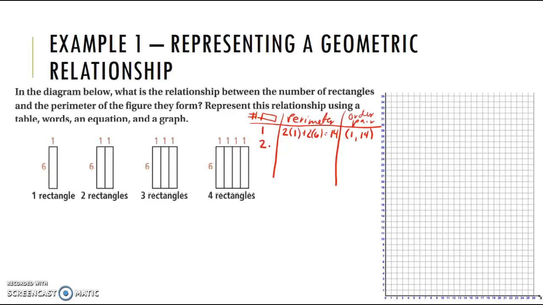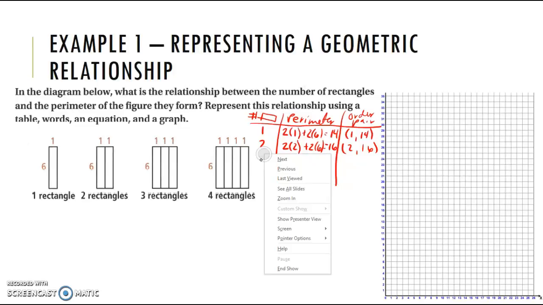And then we go to two rectangles. And so I now have a length or a width of 2, because 1 plus 1 is 2. So 2 times 2 plus, now my width or my length, whatever you want to call it, it's going to be the same for all of them. It's going to be 2 times 6. So again, we have 12 plus 4, which will give us 16. And so from here, our ordered pair is 2, 16.